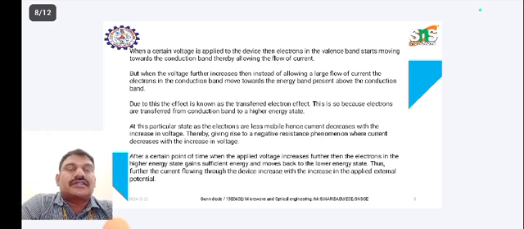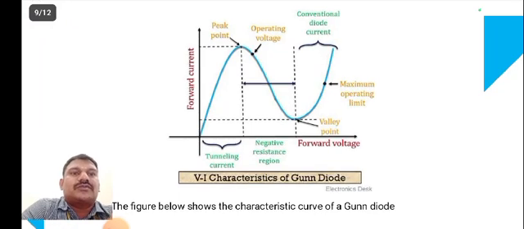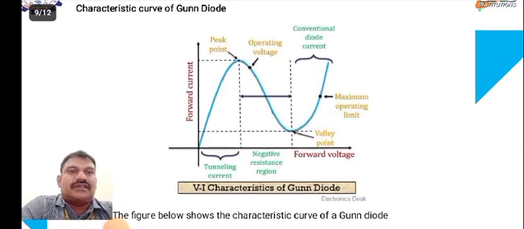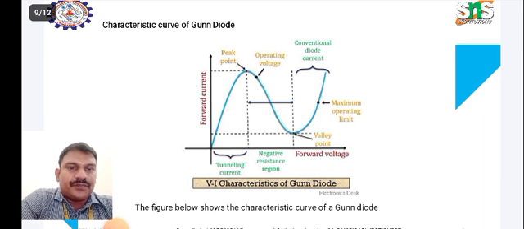So from this we are talking about the points on the V-I characteristics of the Gunn diode: peak point, operating voltage, conventional diode current, maximum operating point, valley point, negative resistance, and tunneling current. The main feature here is the negative resistance region, where the region from the peak point to the valley point is the negative resistance region. This is the main purpose of the Gunn diode, which we utilize in many applications.